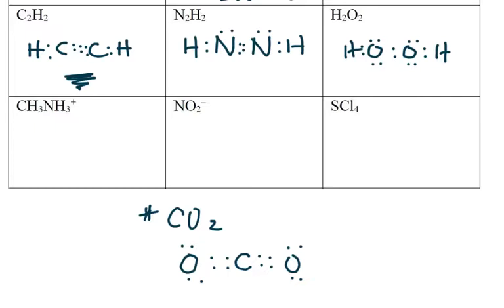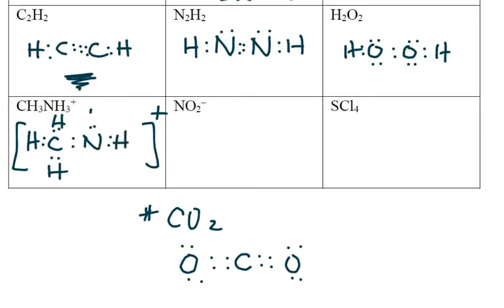Well, here we have CH3NH3+. So this whole thing is going to be an ion, so I'm going to go ahead and put brackets and a charge before I forget. Now I have my carbon. It can bond to a hydrogen, and bond to a hydrogen. Then I'm going to bond it to my nitrogen, which is going to bond to a hydrogen, and bond to a hydrogen. Now let's check our electrons.